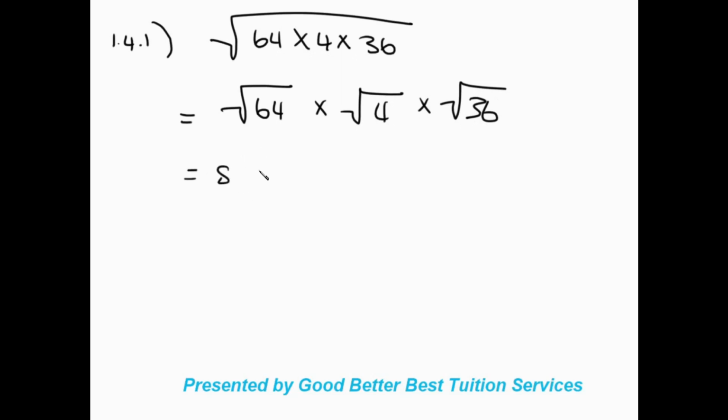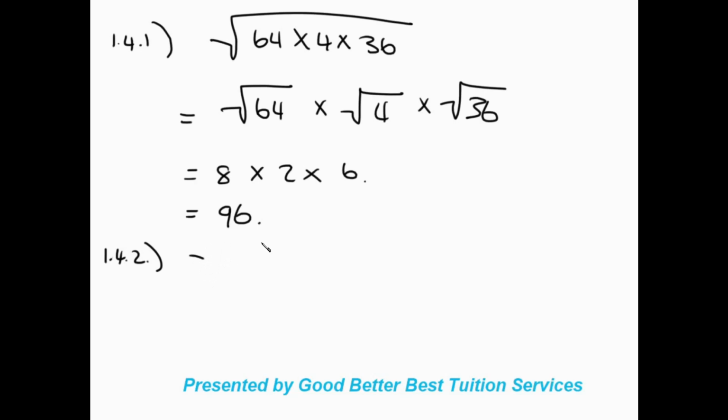The square root of 64 gives me 8, times the square root of 4 gives me 2, times the square root of 36, which gives me 6. Once we multiply all of those together, we get a final answer of 96. Cool, so that's that example simplified. Then we move on to the next one, 1.4.2.